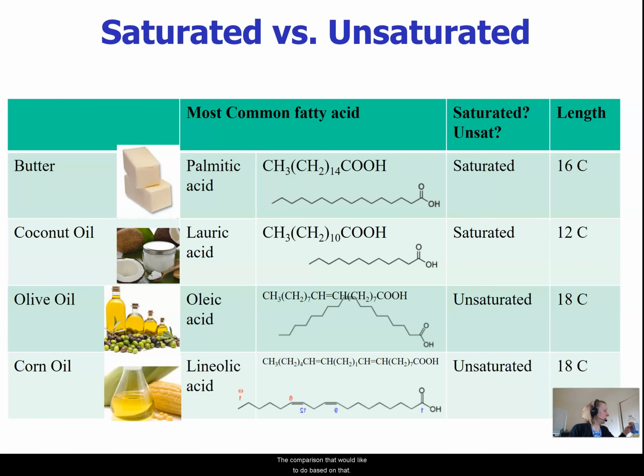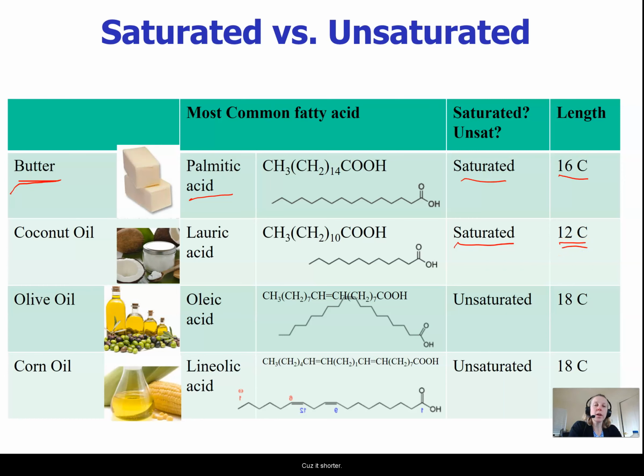The comparison that we'd like to do based on that is we can actually look at what the most common fatty acid is for each of these and do some comparisons about what that means for the structure of that fat. All right, so here we've got butter. The most common fatty acid is palmitic acid, which is 16 carbons long, and it's a saturated fat. Coconut oil is also a saturated fat, but it's only 12 carbons long.